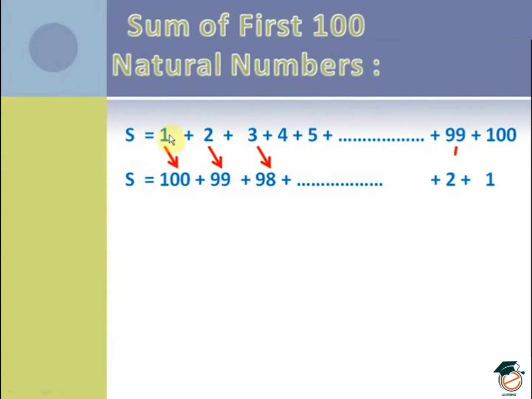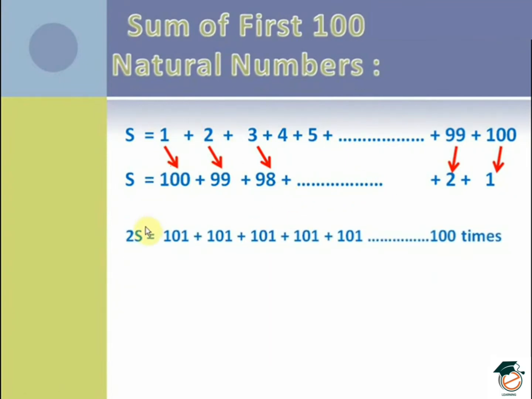Now what we observe here is that the sum of this term and this term is equal to 101. The sum of this term and this term is also equal to 101. The sum of 3 and 98 comes out to be equal to 101 and so on. That is, the sum of each and every pair is equal to 101. So if we add them, what do we get?